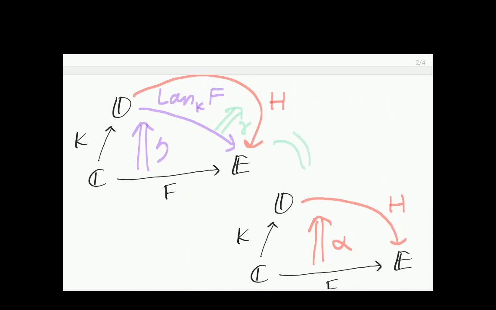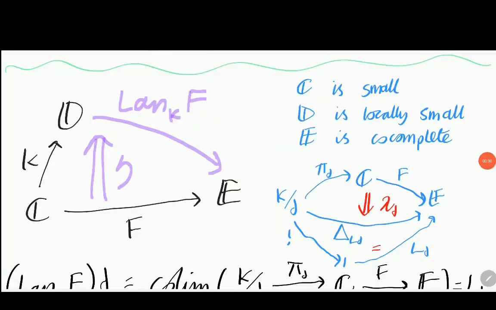So basically the pattern is that we want Lan_K F and eta such that for anything similar, so for H and alpha, there's going to exist a unique gamma that makes this equality hold.